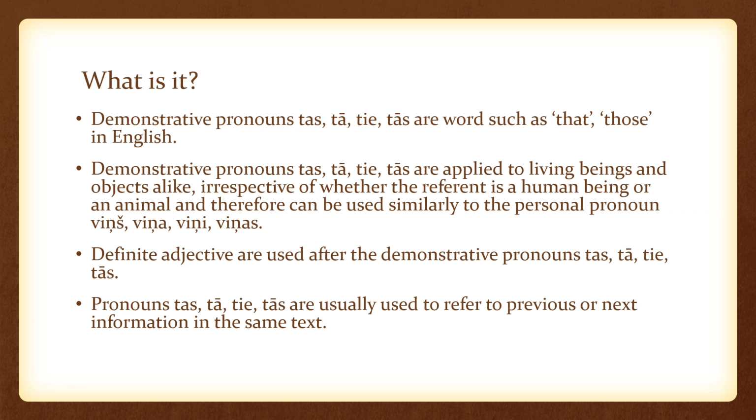Therefore, when we talk about humans or human beings, it will be used similarly to viņš, viņa, viņi, viņas. Instead of viņš, viņa, viņi, viņas, we could say tas, tā, tie, tās. For objects and animals, we need to use tas, tā, tie, tās, and not viņš, viņa, viņi, viņas. But to be honest, we do that a lot and all the time.